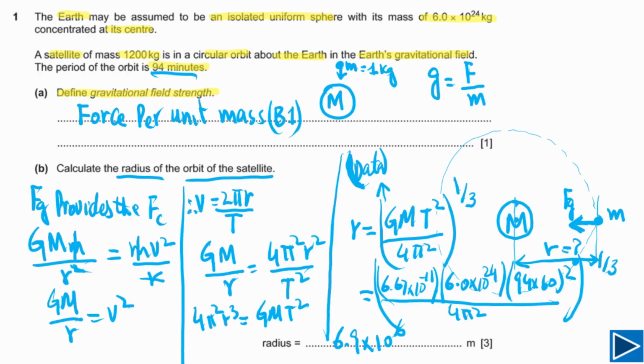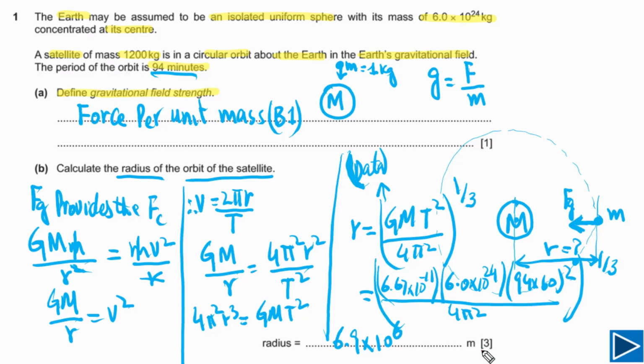This is how you need to do it. This question is very common. Try to understand. Always start with this: gravitational force provides the centripetal force. Then write down the formula, then rearrange the equation, then find out what you need to calculate.